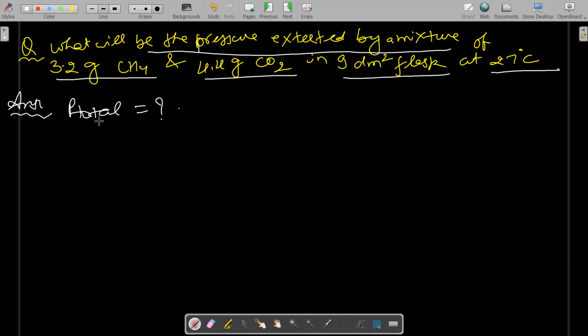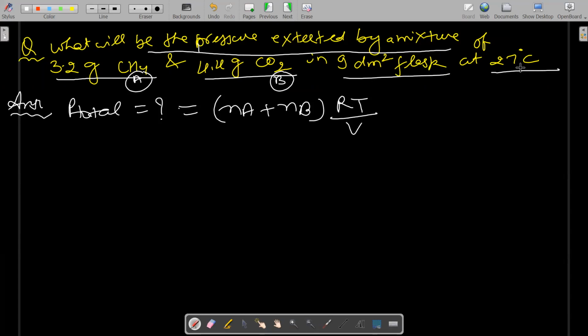So what will you do over here? The P total is equal to what? Ma'am, we can use Na plus Nb into RT by V. Yeah, Na means suppose you are taking A is this and B is this. So दोनों के number of moles निकाल के and you simply put RT by V. What temperature will be taken? Degree Celsius or Kelvin? Ma'am, Kelvin. Always you have to take it in terms of Kelvin. That is 300 Kelvin.